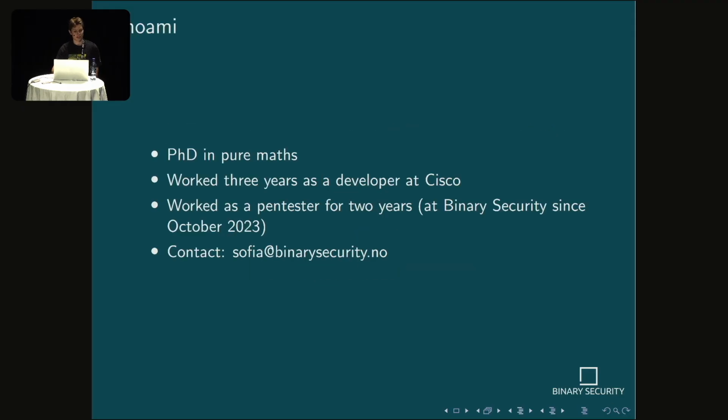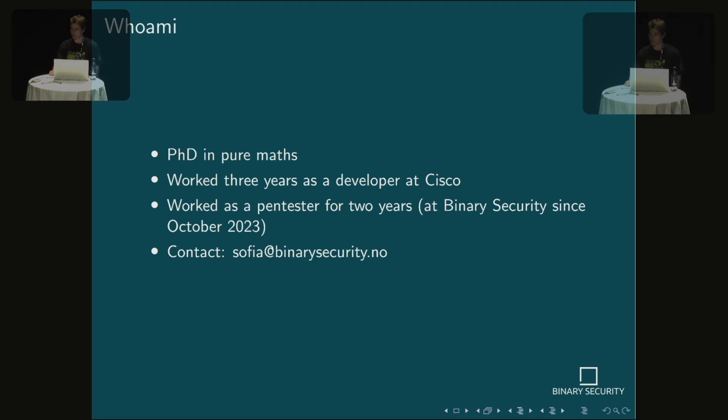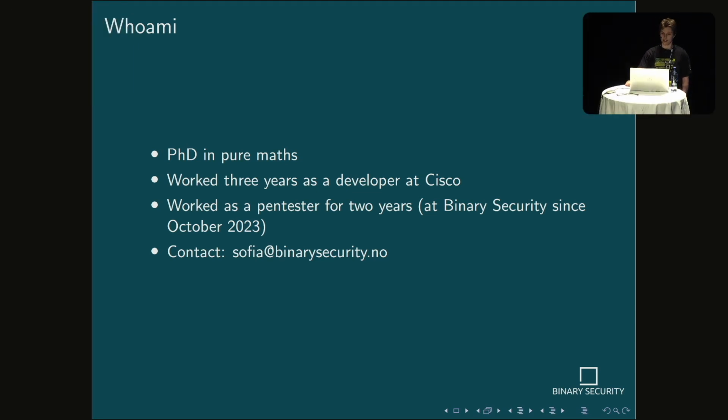A couple of words about myself. So I started out doing a PhD in pure maths. Luckily, I came to my senses and realized that academia was not the place to be, definitely not in pure maths. So I instead worked 3 years as a developer at Cisco, where I was working on the operating system which runs on the carrier-grade routers around the world. And then eventually I made my way over to security testing and pen testing, which I've been doing for 2 years now. Currently, I'm at binary security.